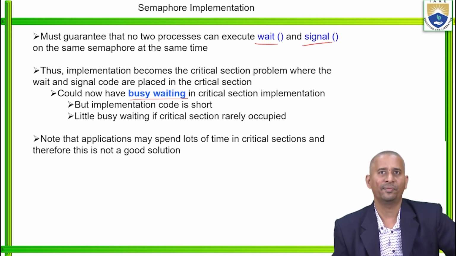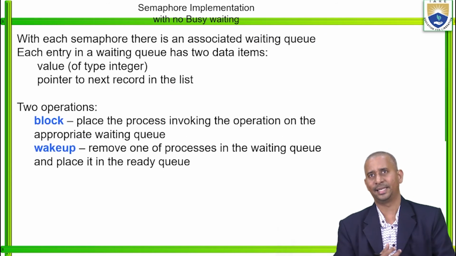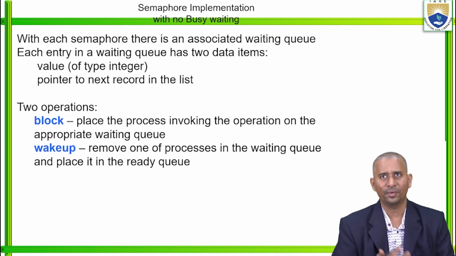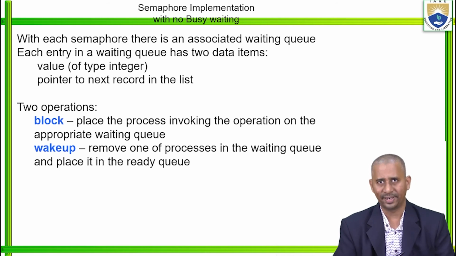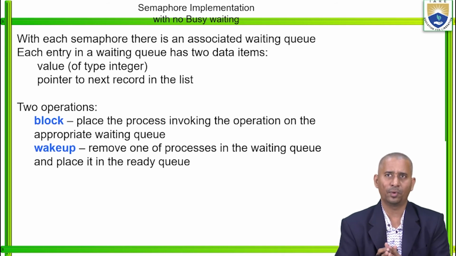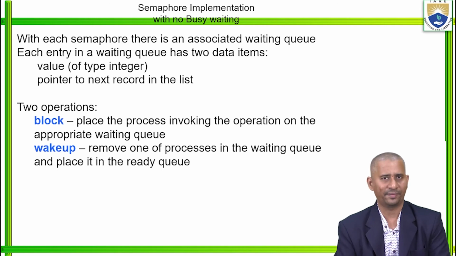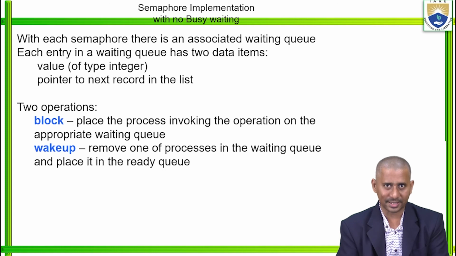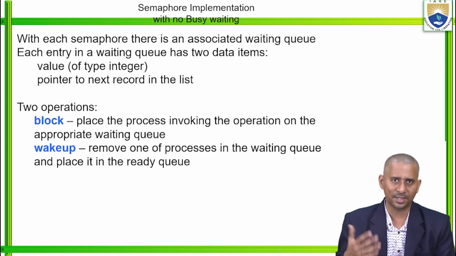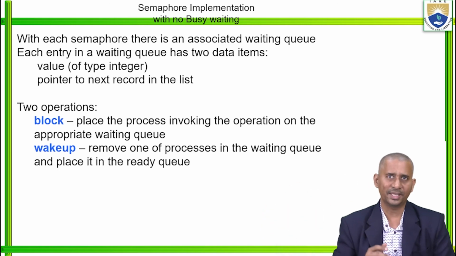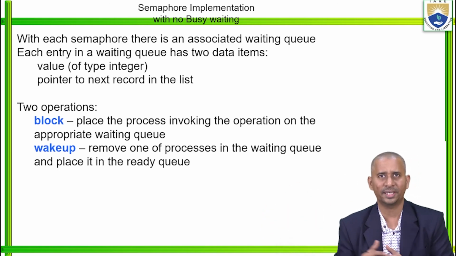So that is, the semaphore implementation depends purely upon both wait as well as signal. Then, semaphore implementation with no busy waiting. So how can it be achieved? With each and every semaphore there is an associated waiting queue, definitely, because once one particular process is executing in its critical section, and at the same time some other process is ready to enter its critical section, automatically there exists a waiting queue.